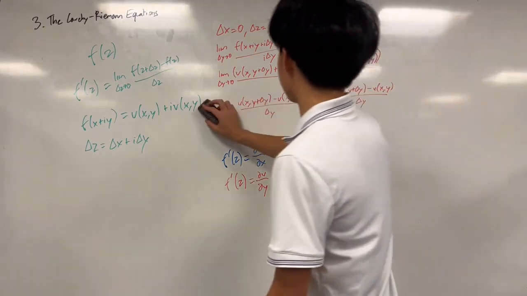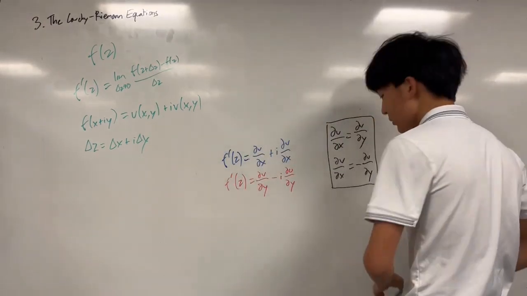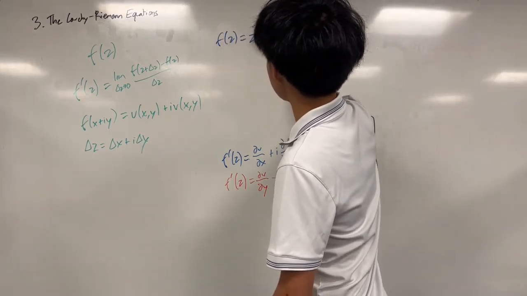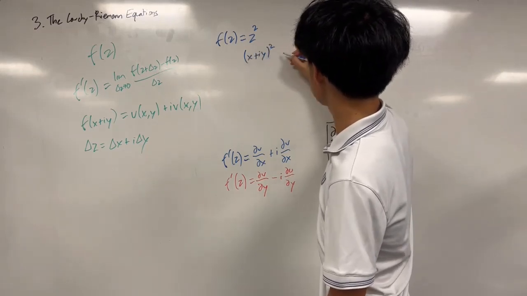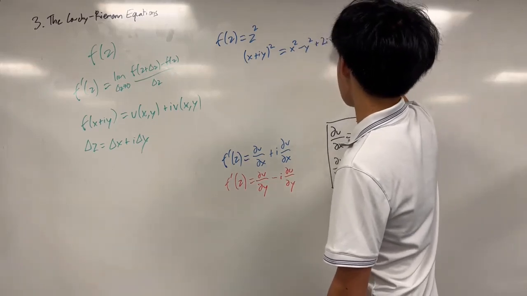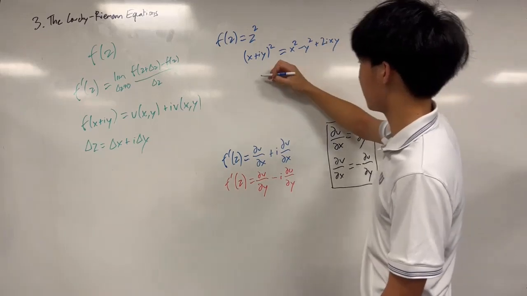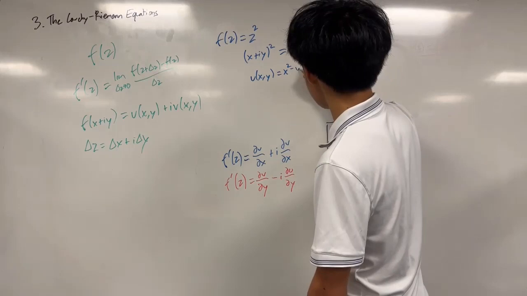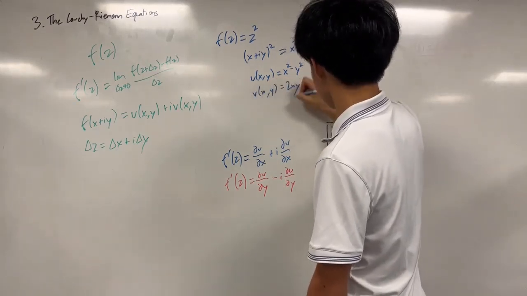So let's do an example. Let's take the simple complex function f of z equals z squared. This is x plus iy, squared, which equals x squared minus y squared plus 2ixy. We separate this into real and imaginary parts such that u of x and y equals x squared minus y squared, and v of x and y equals 2xy.